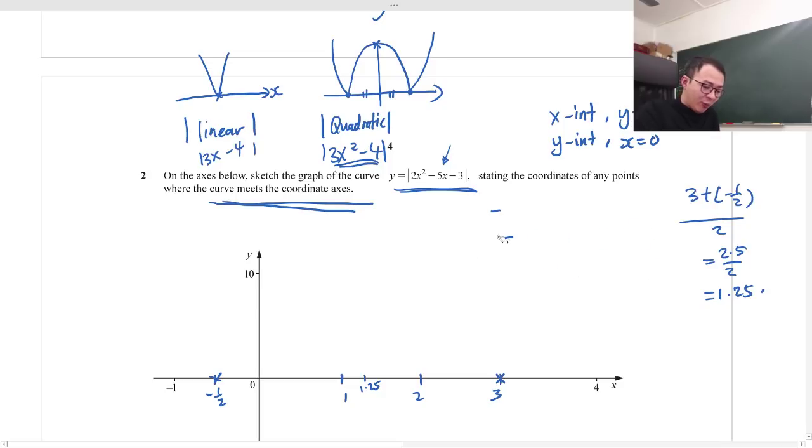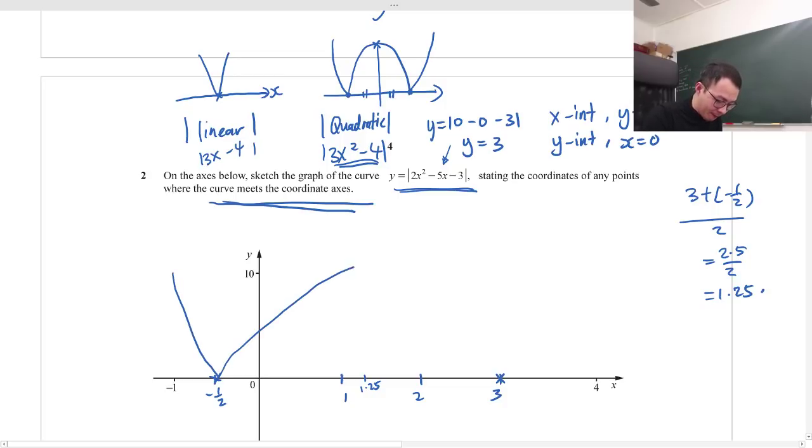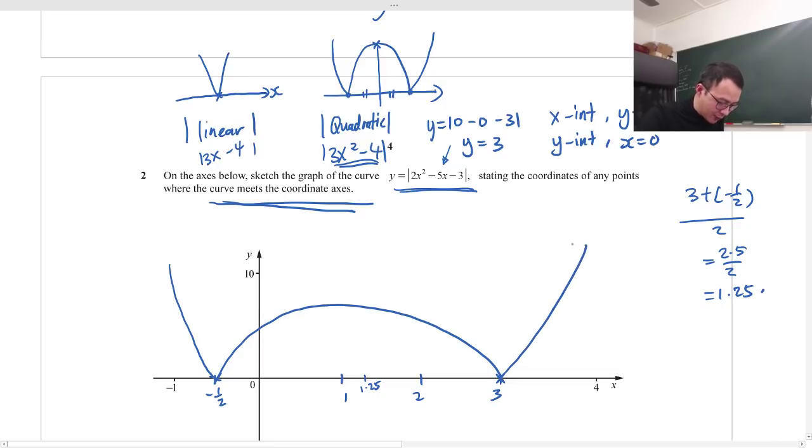So how do I get the y-intercept? I make x 0. So you imagine y equals 0 minus 3. And the modulus of negative 3, you get positive 3. So that means it will pass by 3. So I can just draw like this. Okay, I hope I can draw nice. Let me draw nicely a bit. My curve is just terrible. Yeah, somewhere like this. Yep, this one should be positive 3.